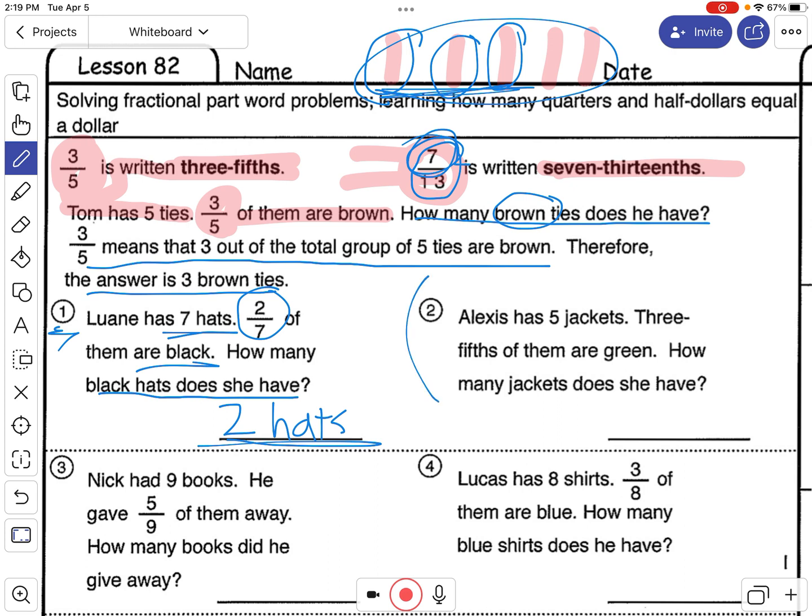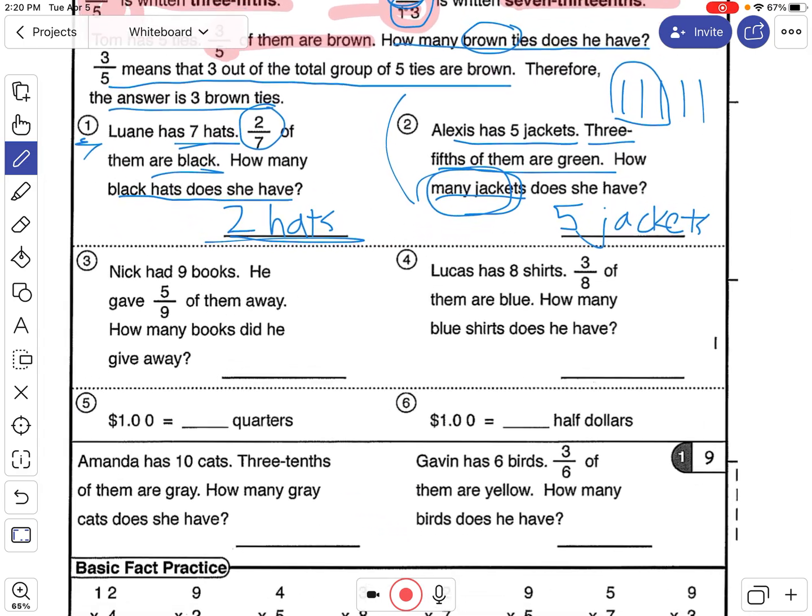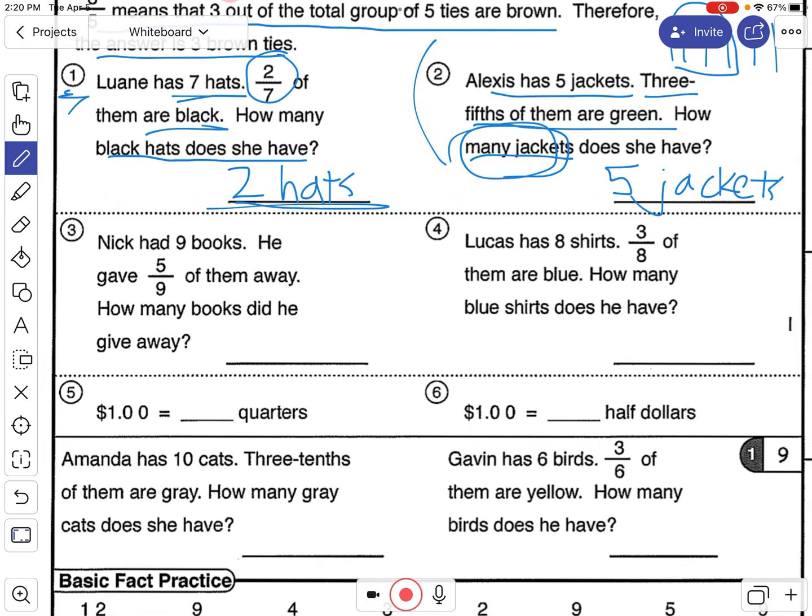Okay, pause the video, read number 2, and then turn the video back on when you have the solution. You should have read this as Alexis has 5 jackets. 3/5 of them are green. 2, 3, 4, 5. There's her 5 jackets. 3/5 are green. How many jackets does she have? I bet a bunch of you wrote 3 for the answer. It doesn't say green jackets. It just says jackets. It's a trick question. 5 jackets. Erase the 3 and change it to a 5. I see your paper. You wrote it wrong. You got tricked.